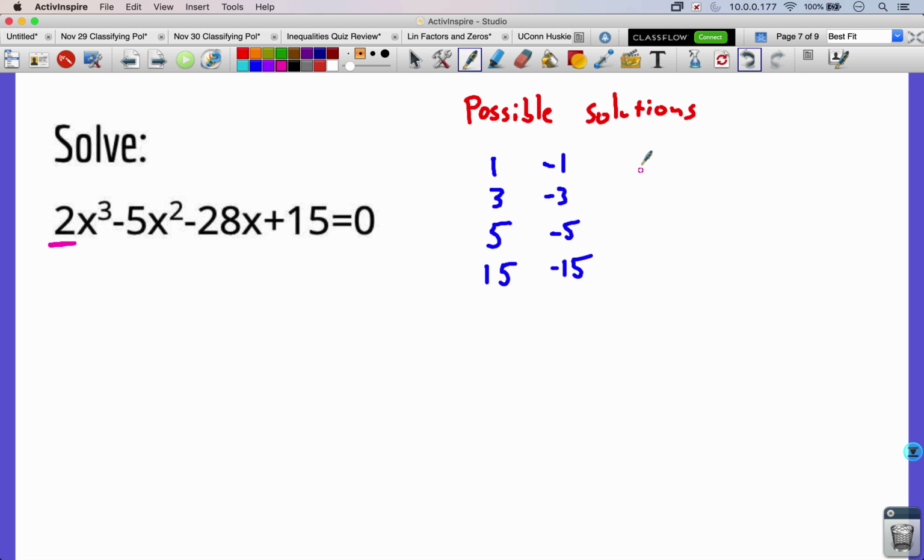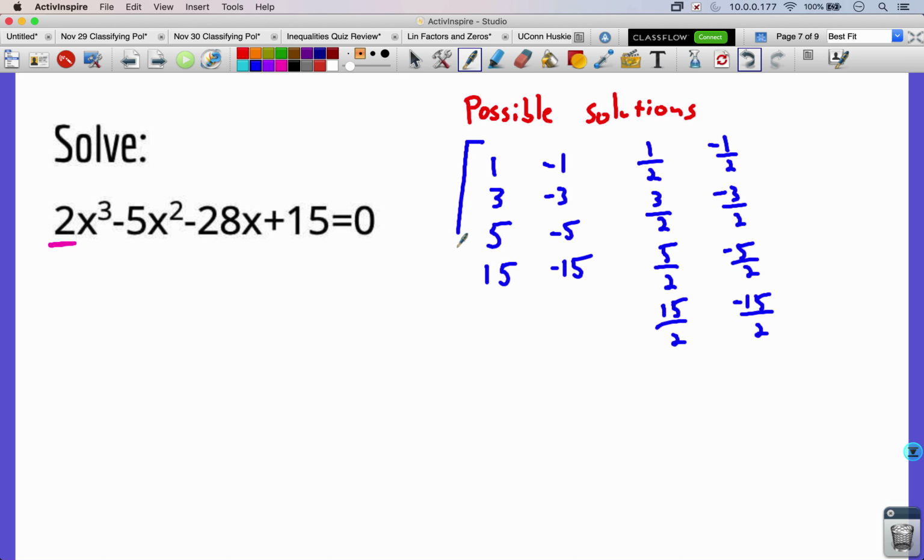So take all of these and put them over 2. But really, I'm just doing this for posterity, because I'm really hoping that I have a solution over in this side with just the integers. Because once I find 1, then you can use a different technique to find the rest. But okay, so 3 over 2, 5 over 2, 15 over 2, negative 1 over 2, negative 3 over 2, negative 5 over 2, negative 15 over 2. So if this function has any rational roots, it is somewhere in this list.